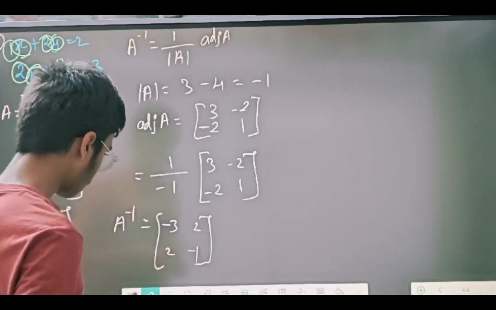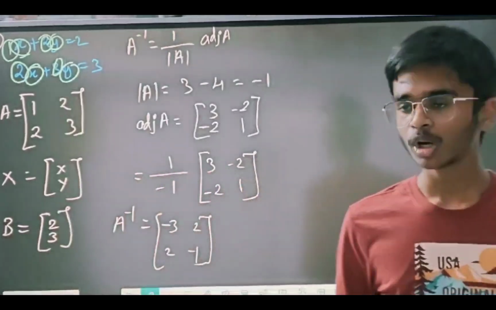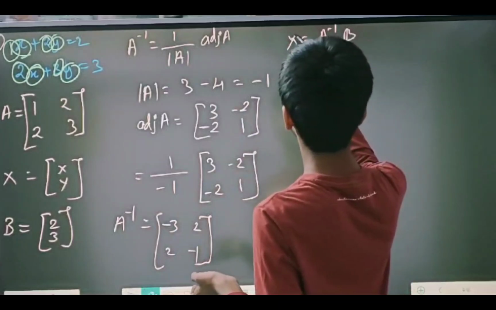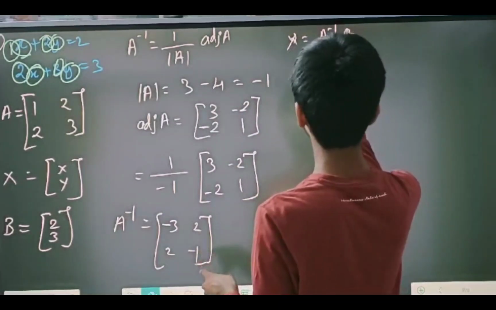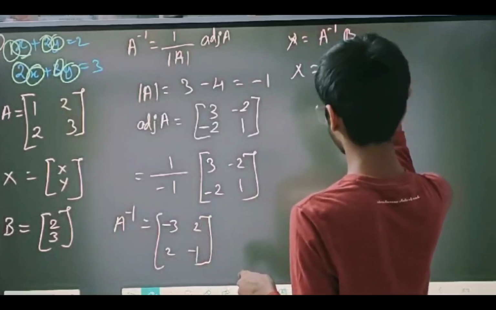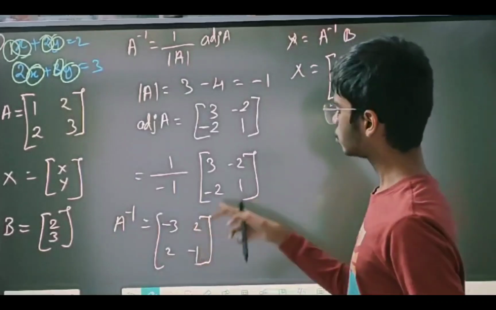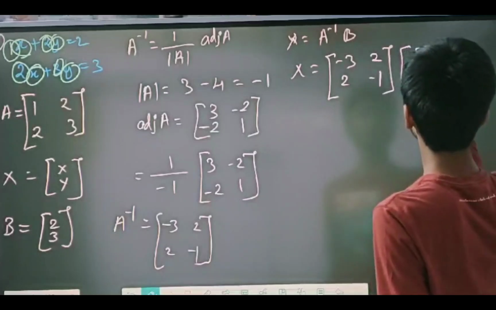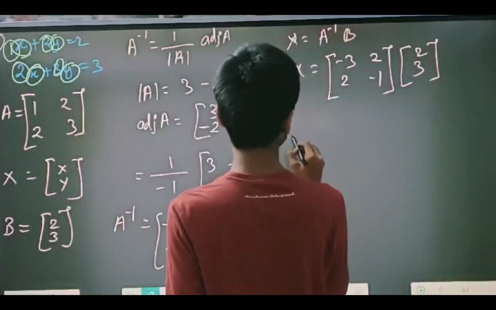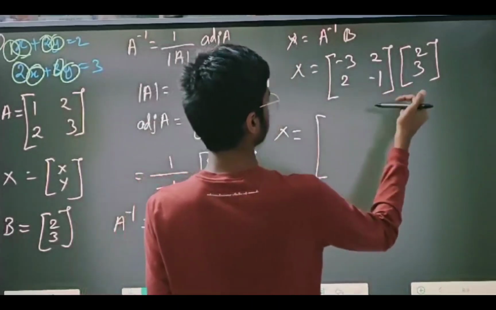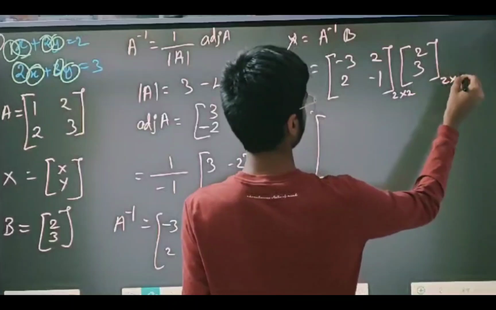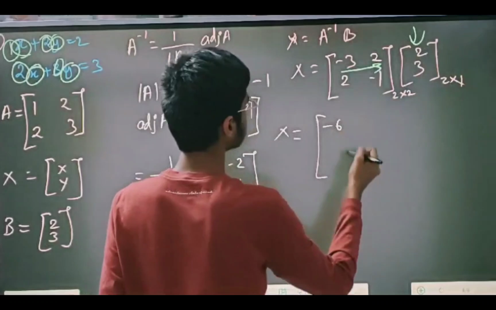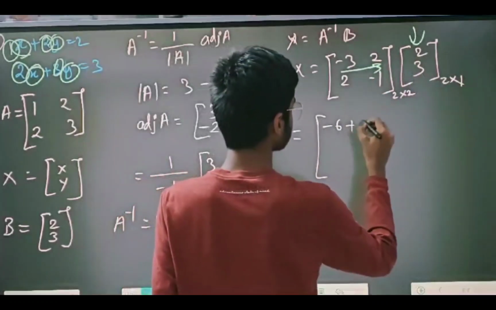Now we are going to find the X. So X is equal to A inverse into B. A inverse is minus 3, 2, 2, minus 1, into B, which is 2, 3. Now we are going to multiply this. Minus 3 into 2, which is minus 6, and 2 into 3, so that will be plus 6.